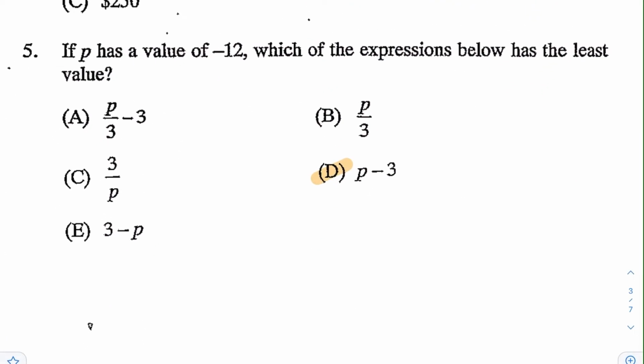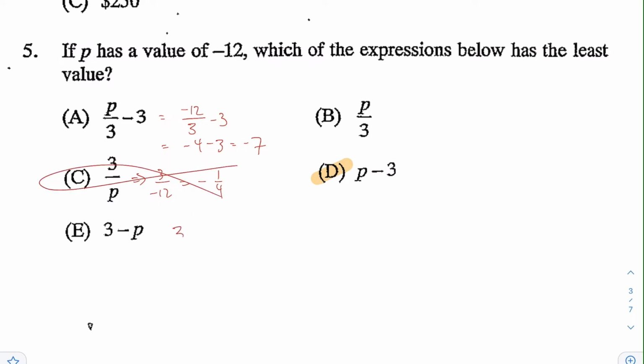Next, for number 5, if P has a value of negative 12, which set of the expressions below has the least value? So you need to substitute in negative 12 in all the choices. This would be negative 12 over 3 minus 3, which is negative 4 minus 3, which is negative 7. Choice C would be 3 over negative 12, which is negative 1/4. So that's not as negative as choice A.